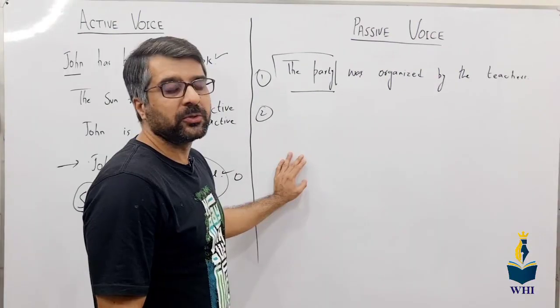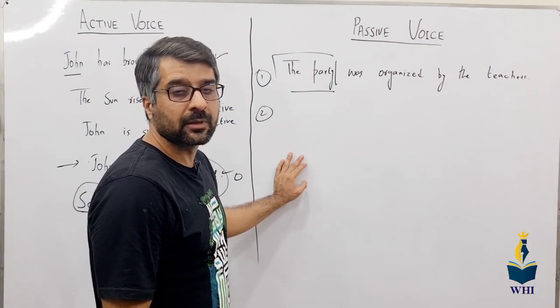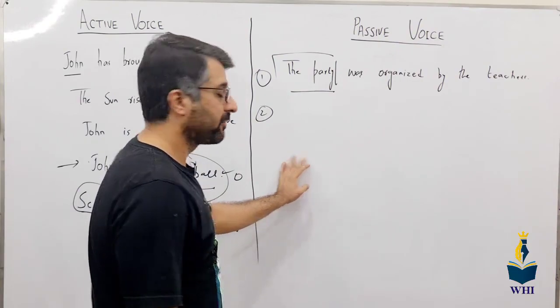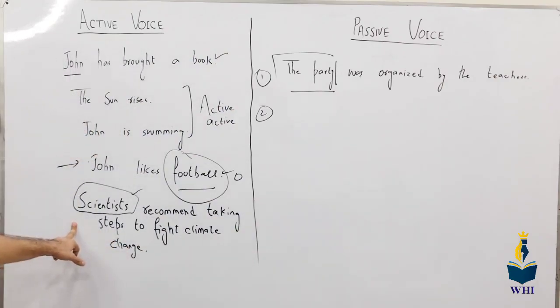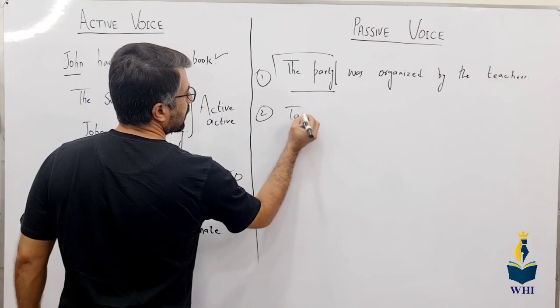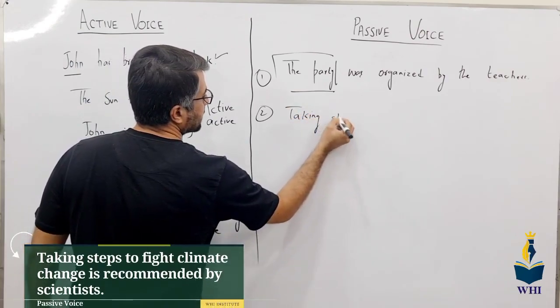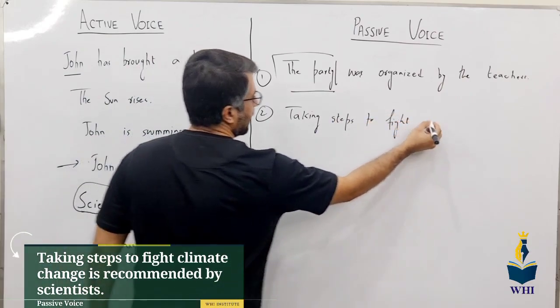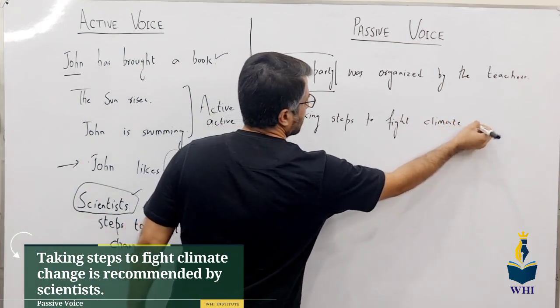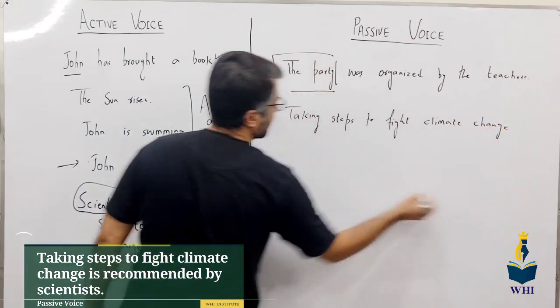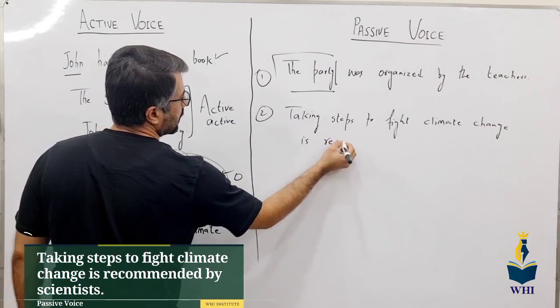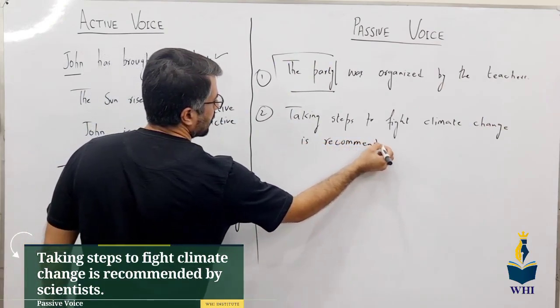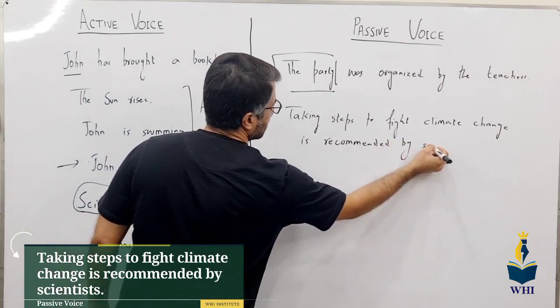Second use is when you don't want to show the authority or you want to say something in that way. For example, let's transform this sentence into passive voice. Scientists recommend taking steps to fight climate change. Taking steps to fight climate change is recommended by scientists.